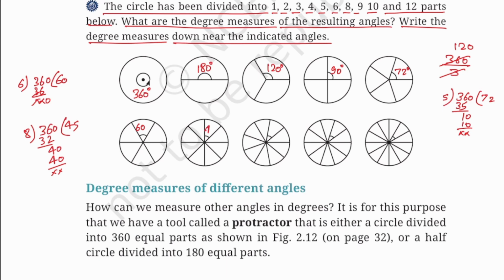You will get 45 degree. Similarly, 9 parts, that means you have to divide by 9. You will get 40 degree. 10 parts, that means 36 degree, that is 360 divided by 10, 36 degree. And by 12, that is 12 here, 360 here. 30 degree.